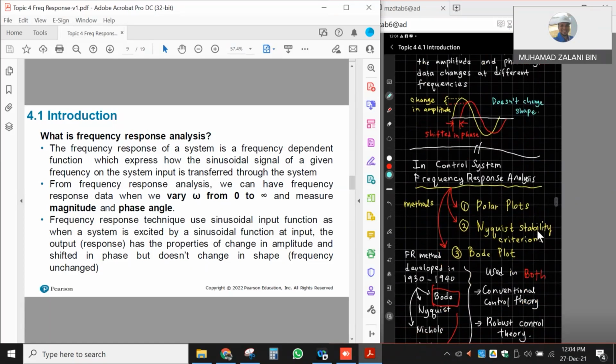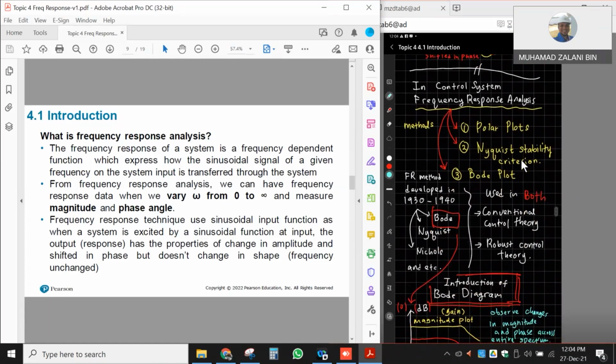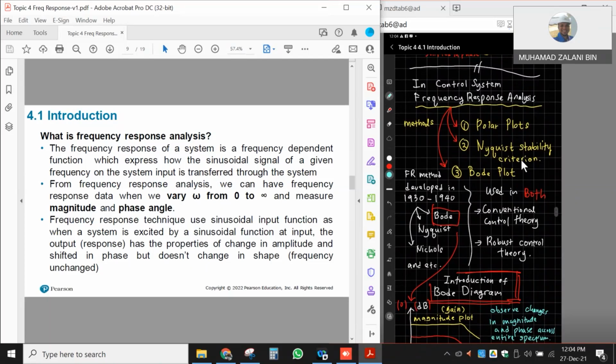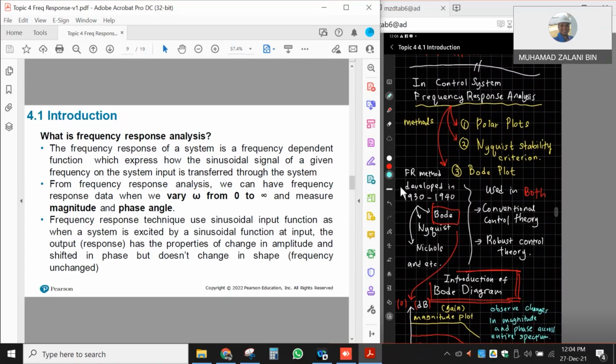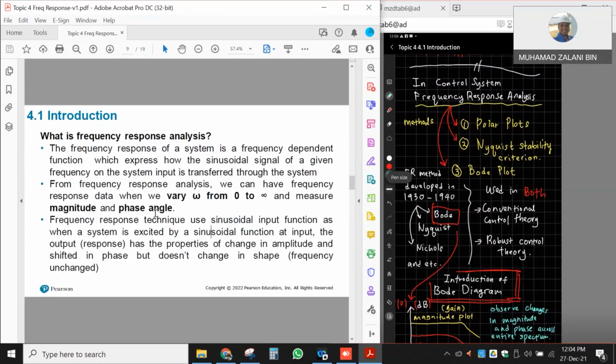Okay, basically this doesn't change shape, which means that the frequency is the same. What happened was a change in amplitude and phase only. So in control system frequency response analysis, there are several methods that have been introduced by past researchers and scholars. For example, the polar plots, as we have discussed a little bit in the textbook. The polar plot is the first one.